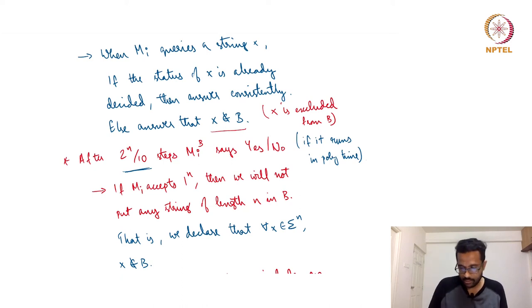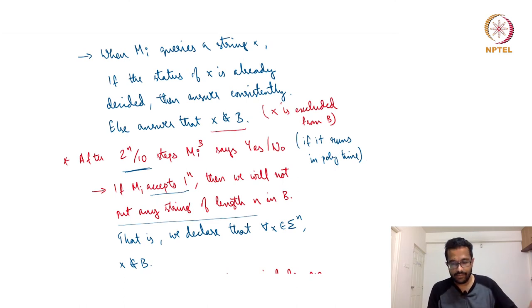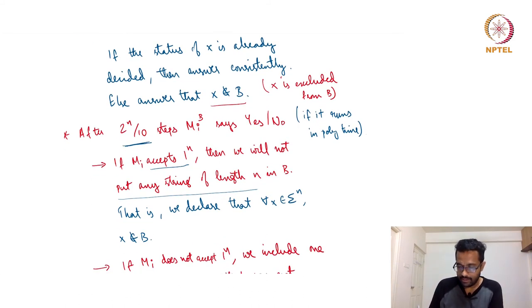So if M_i accepts 1^n, what does it mean? Ideally, if M_i is a decider for U_B, it would mean that there is a length n string in B, right? But what will we do then? We want to fool M_i, right? So we will exclude all the strings of length n from B. We will not put any string of length n into B. So it is giving the wrong answer, right? All the strings of length n are excluded from B.